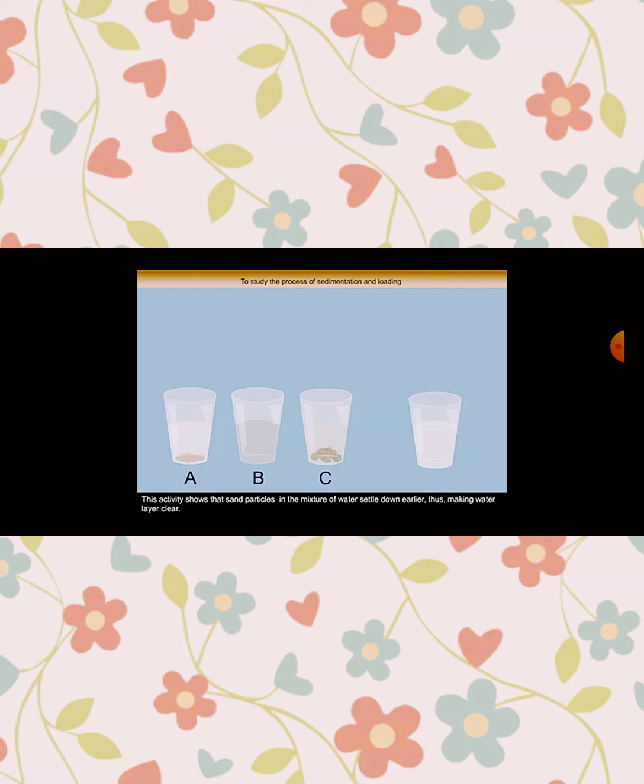This activity shows that sand particles in the mixture of water settle down earlier, thus making the water layer clear. On adding alum to the mixture of clay and water, the process of sedimentation is accelerated.